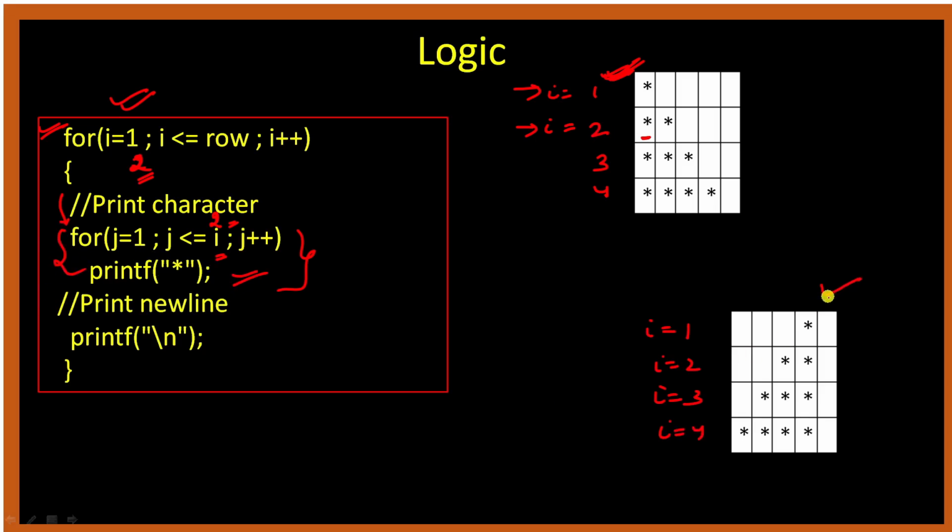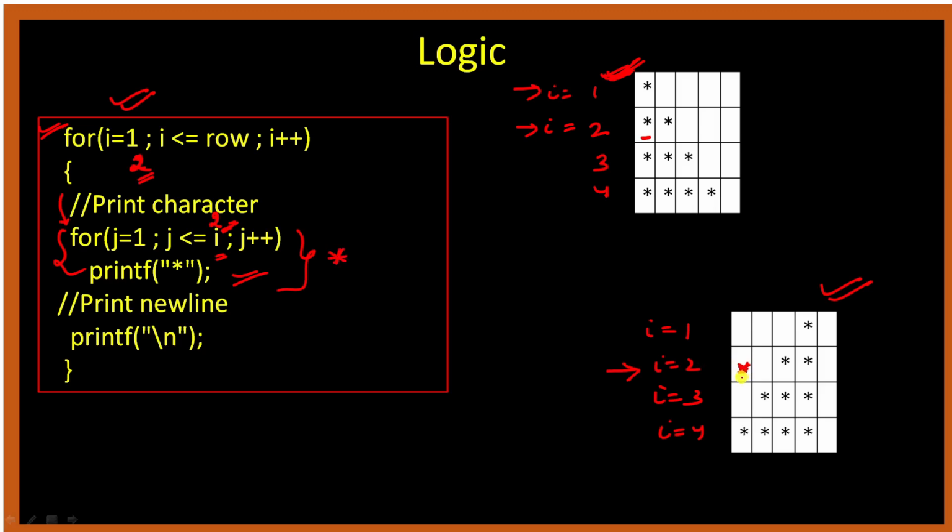Now, in this pattern that we are seeing in our current video, let's say I am at I equal to 2, the second row. My cursor will be here. If I see in this code, if I equal to 2, I will come here, and this loop will run how many times? 2 times. But this loop will print star here.